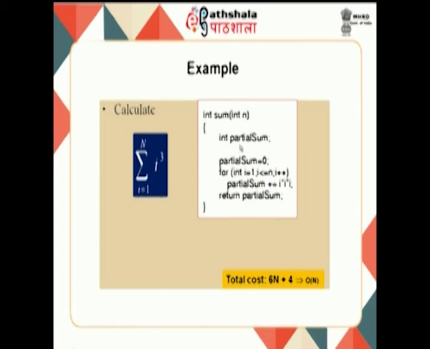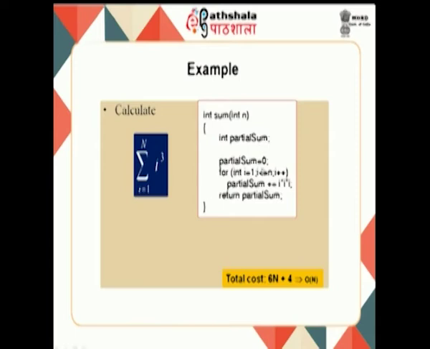Now, let us take an example. This is calculating the sum of i cube. The partial sum is initially equal to 0. For i equal to 1 to n, we are just adding to the sum. The cost of this is of the order of n. Why? You just do this n times. So, it is of the order of n.